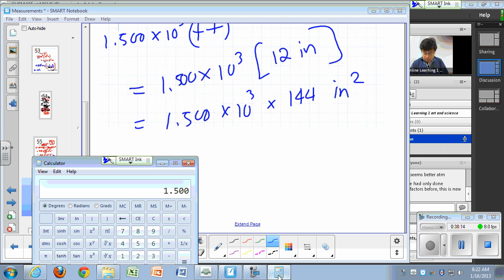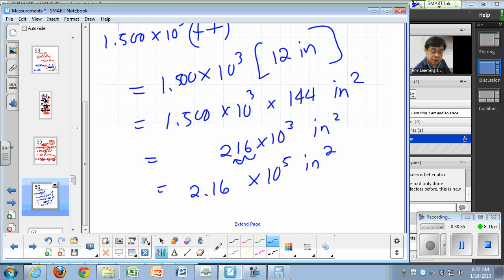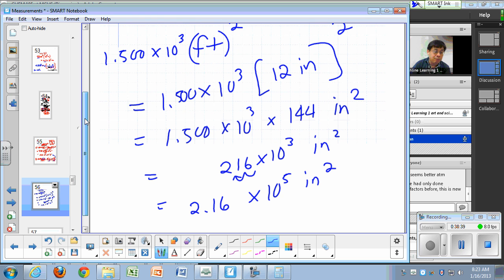1.500 times 144, that's 216. Okay, so that's 216 times 10 to the third square inches. Okay, so that's 2.16 times 10 to the fifth square inches. Now, how many sig figs should I have in my answer?